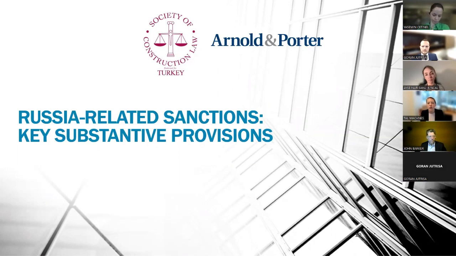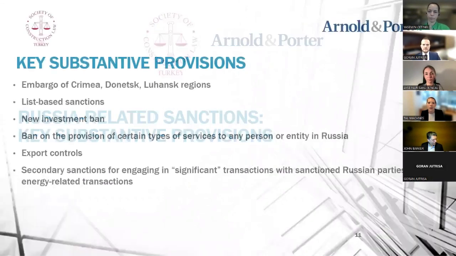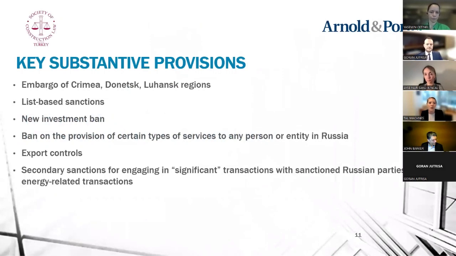Instead, there are a lot of different restrictions that have been put in place one after the other. So it's important to understand that the sanctions program against Russia has a lot of different components. It's not only list-based sanctions, for example. We have listed on the next slide a handful of the different key substantive provisions that are part of this sanctions program. So there are embargoes of specific regions in Ukraine, not Russia, as I mentioned, but that's an important component of the sanctions program against Russia.